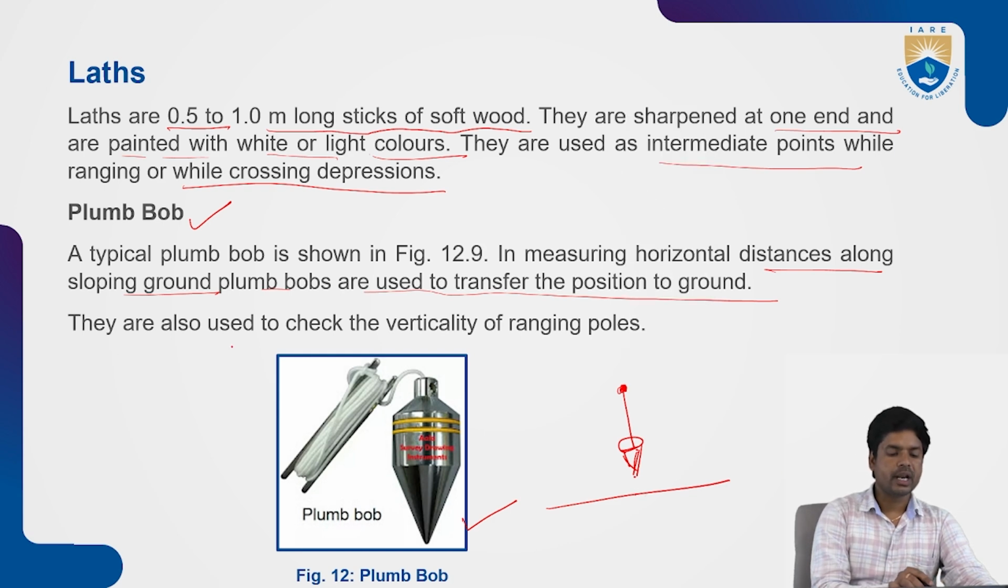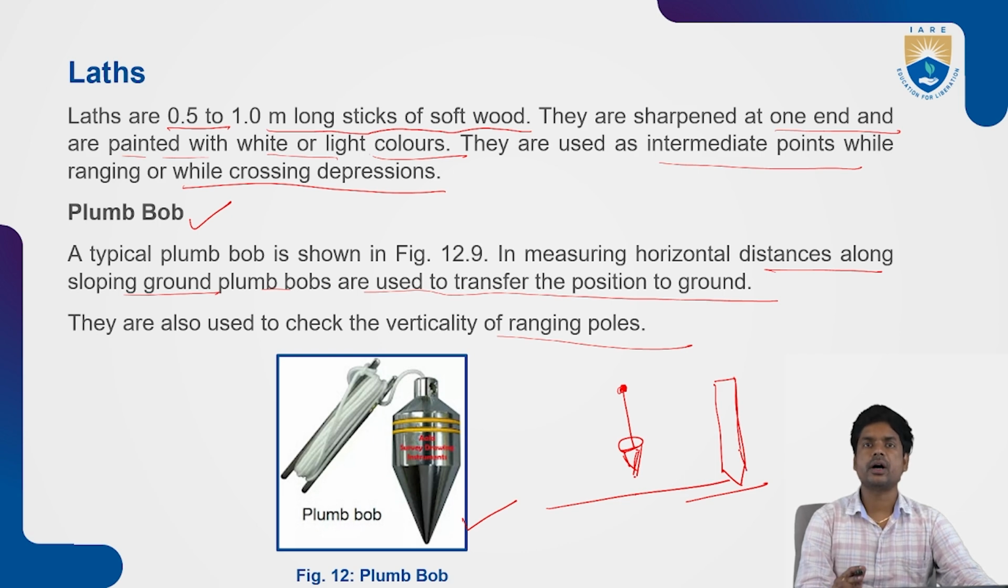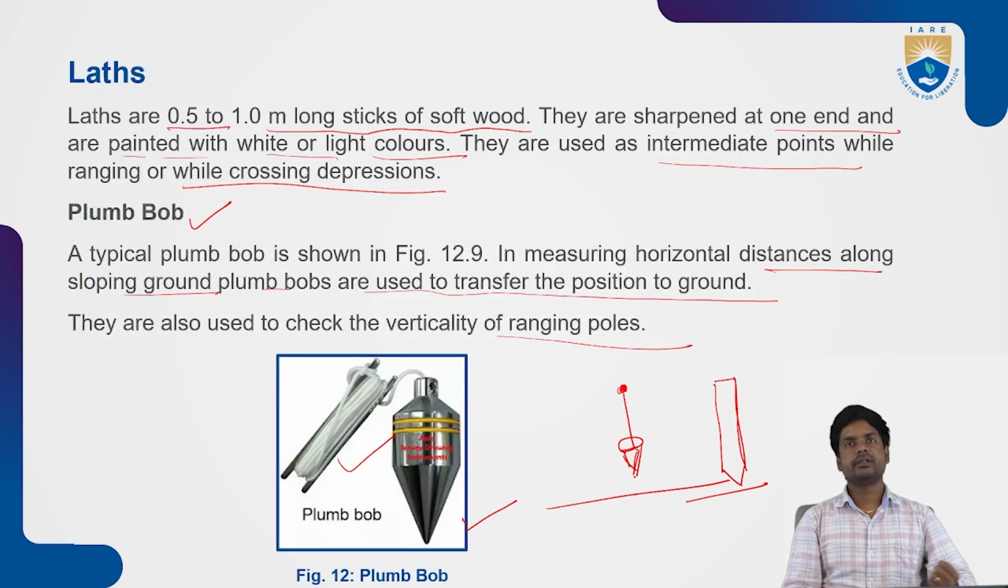They are also used to check the verticality of ranging poles. So suppose after placing the ranging rod or ranging pole on the ground, if you want to check whether it is vertically placed or not, then also we use the plumb bob. So these are the different instruments we use in chaining.